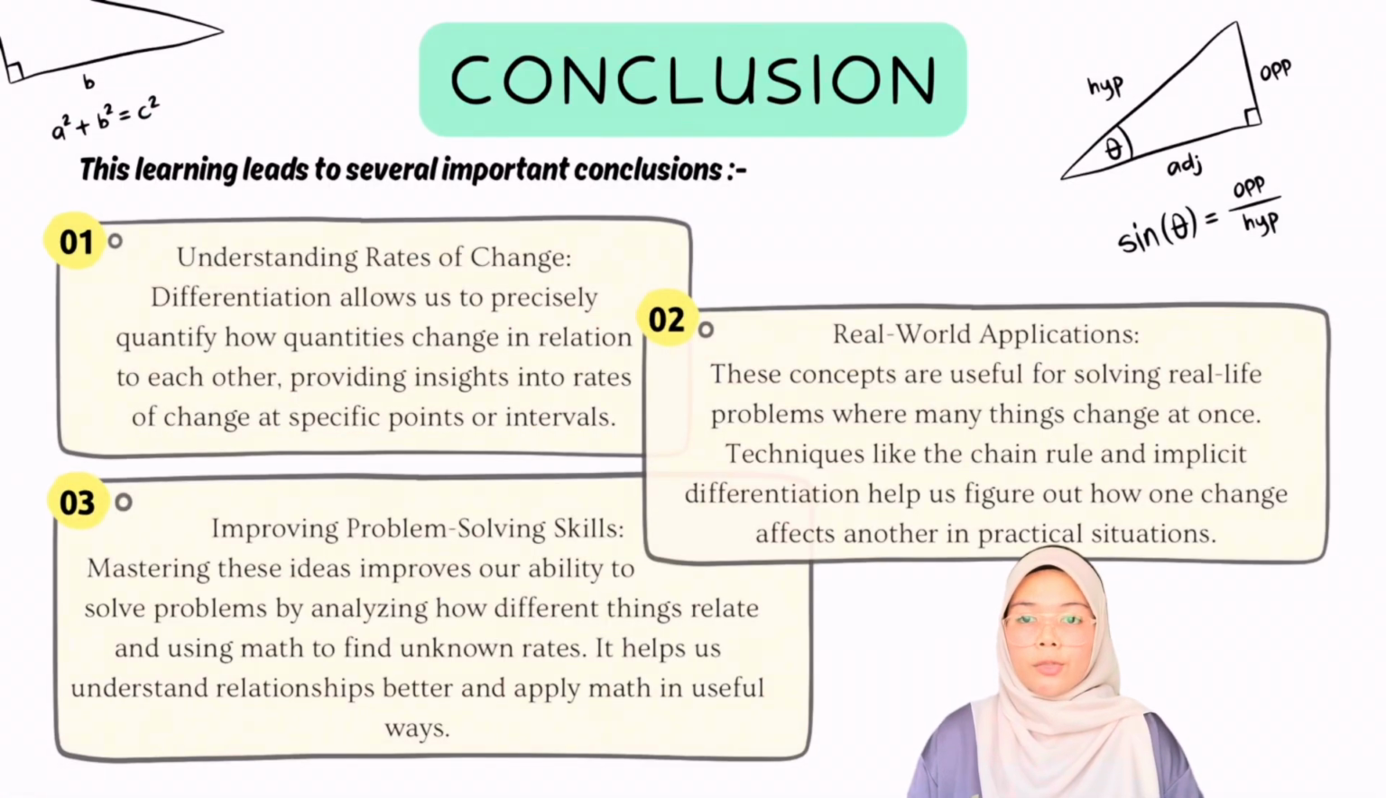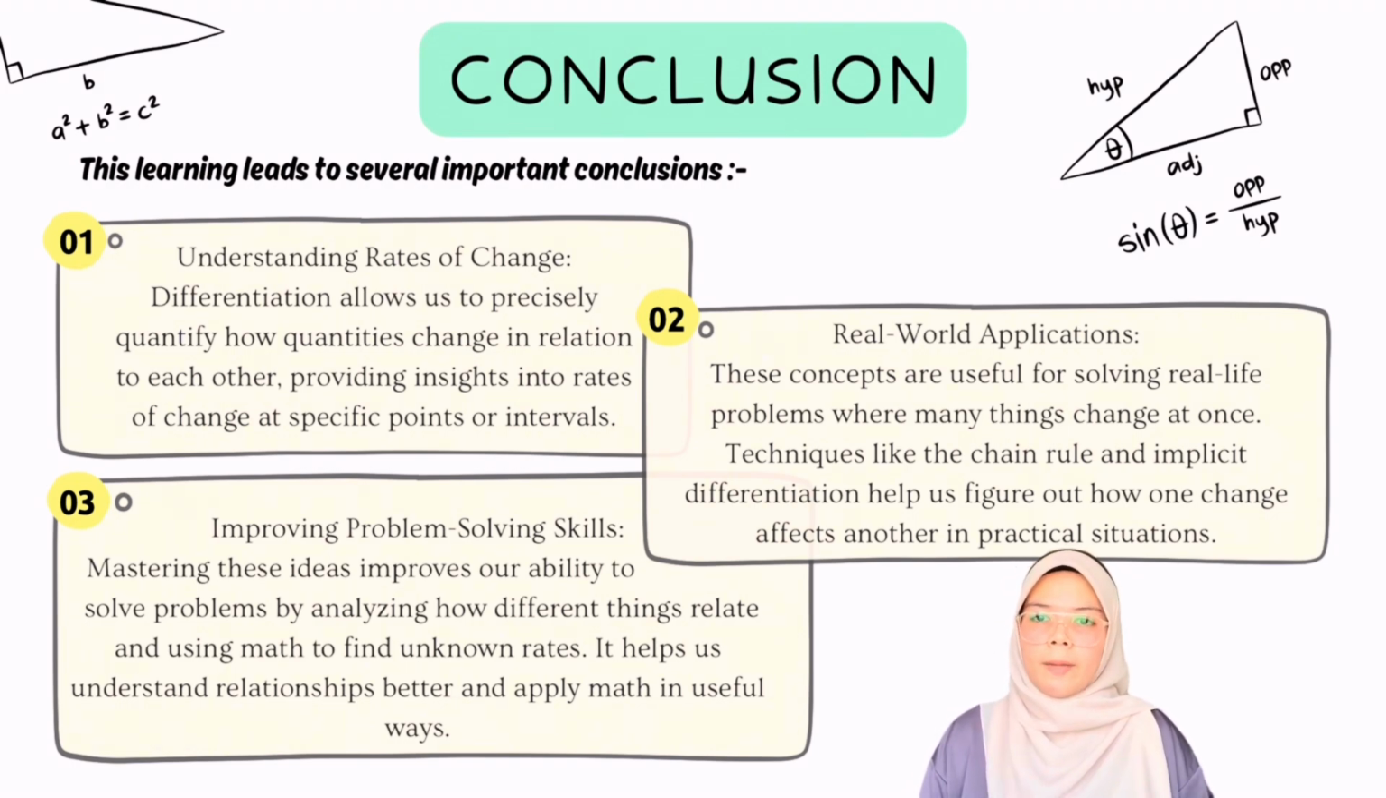This learning leads to several important conclusions. First, understanding rates of change. Differentiation allows us to precisely quantify how quantities change in relation to each other, providing insight into rates of change at specific points or intervals.